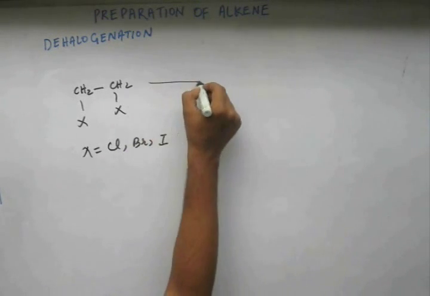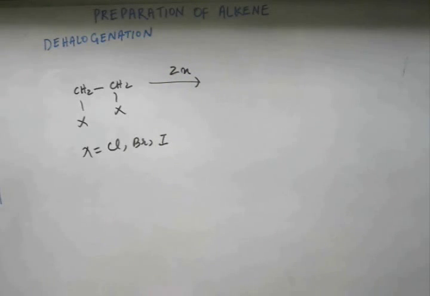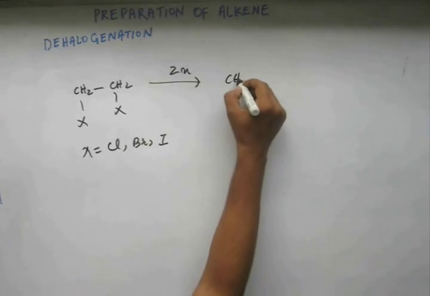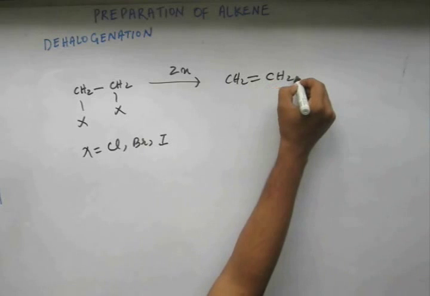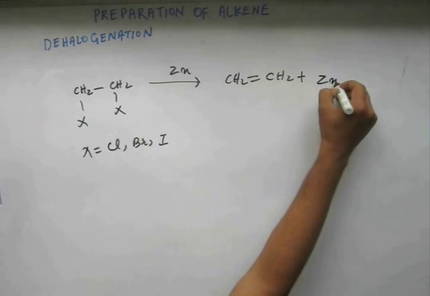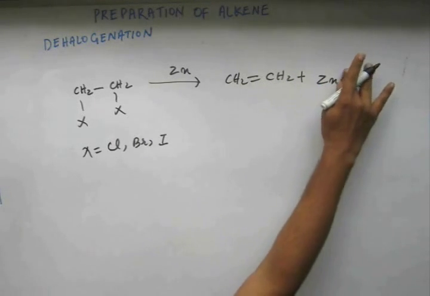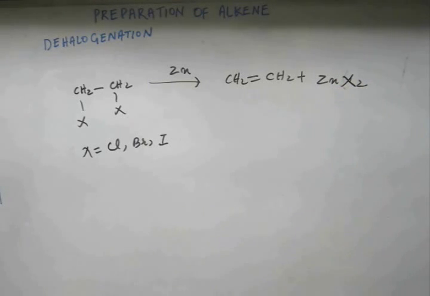Suppose this is halogen, and X can be chlorine or bromine or iodine. Now if I add zinc to this substrate, I get an alkene and ZnCl2 or ZnX2, whatever the halogen is.